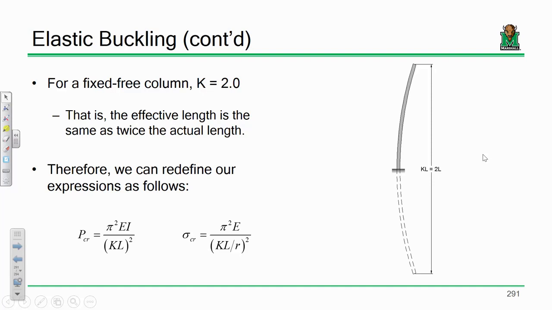So what I propose is that any time you have a column that's fixed on the bottom and free on the top, its effective length factor is 2, because that's the length that compares this fixed-free column with the pin-pin column we were trying to relate to earlier. Does that make sense? All right, everybody okay with this?